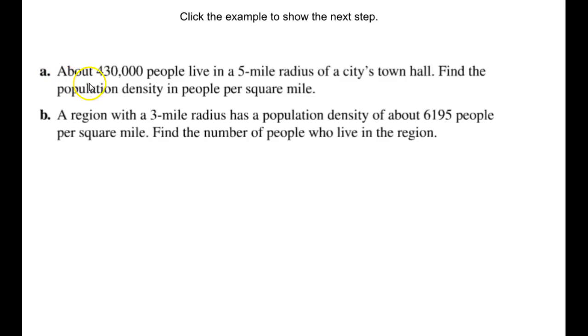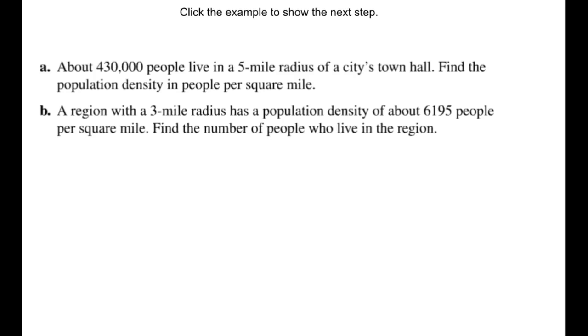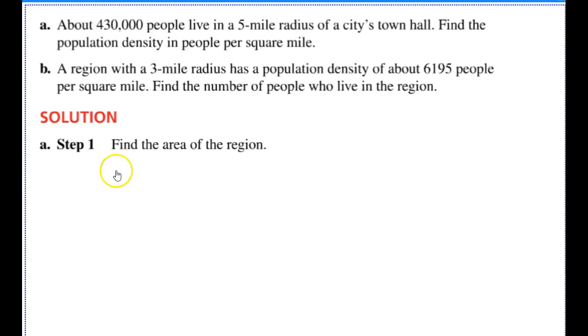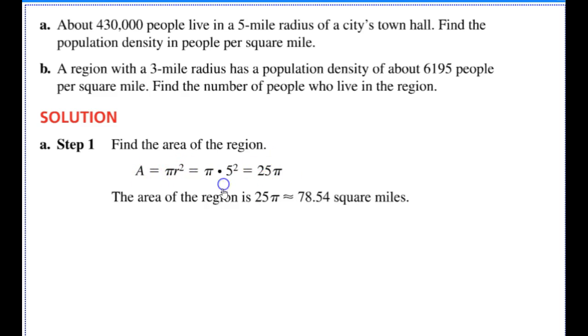So let's look at this example. About 430,000 people live in a 5-mile radius of a city's town hall. Find the population density in people per square mile. Okay, so first I have to find the area of my region, and I'm given here that I have a 5-mile radius from town hall. So I can find the area of that circle. Since my radius was 5, I've got 25 pi, which is approximately 78.54 square miles.